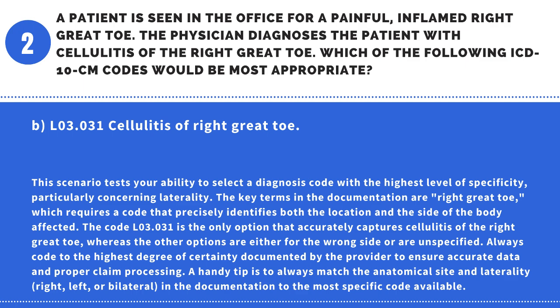This scenario tests your ability to select a diagnosis code with the highest level of specificity, particularly concerning laterality. The key terms in the documentation are right great toe, which requires a code that precisely identifies both the location and the side of the body affected. The code L03.031 is the only option that accurately captures cellulitis of the right great toe, whereas the other options are either for the wrong side or are unspecified.